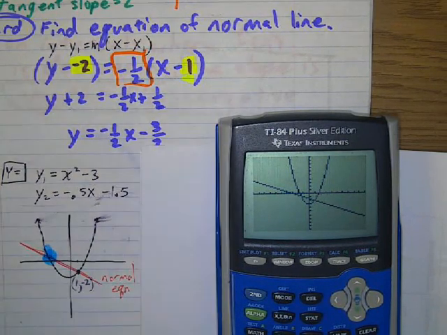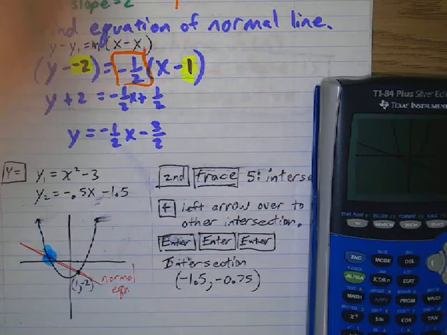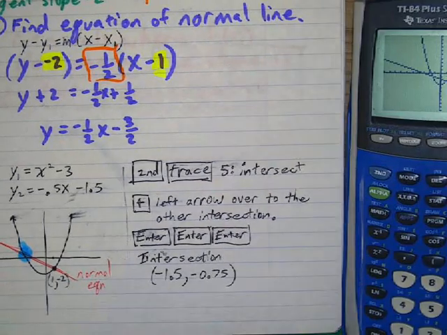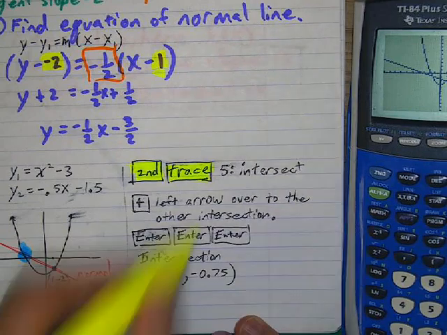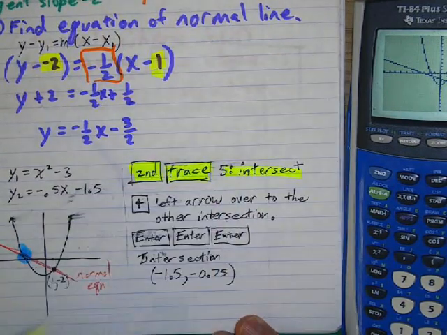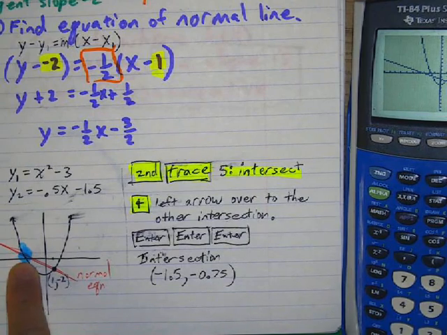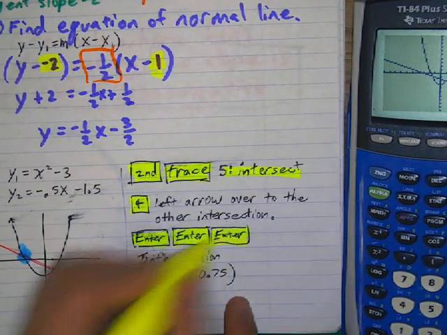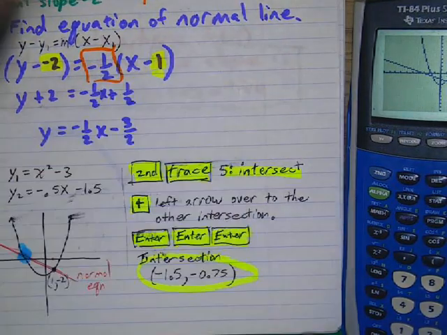Okay, so in order to figure out where it intersects, I'm going to hit second trace on the calculator, and then I'm going to hit 5 for intersect. And then I'm going to arrow over until I get to this point. And then you hit enter, enter, enter, and then you're going to get the intersection, which is what they wanted to find. So let's do these steps right now.